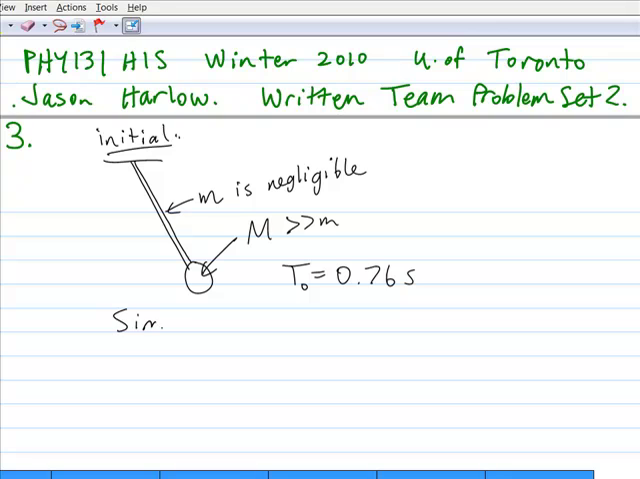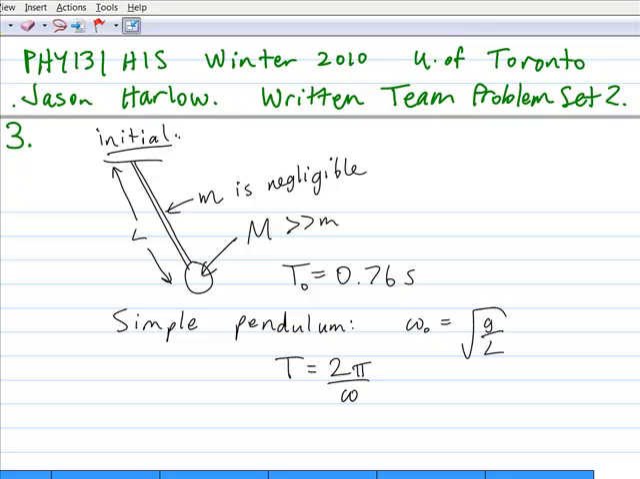So for the simple pendulum, we have this simple equation from chapter 14, which is that omega initial is equal to the square root of g divided by L. I'm going to call L the length from the pivot to the big mass at the end, capital M. And then the period is just 2 pi over omega. Okay, so fair enough.